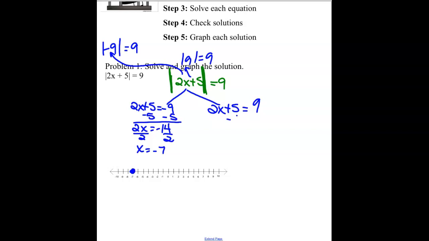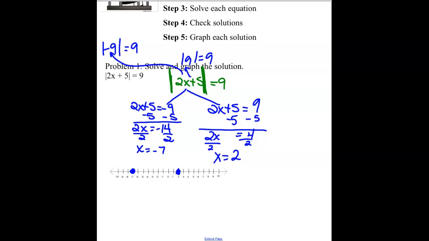On the other one, we're going to subtract 5 again. But this time we're subtracting it from a positive 9, so we just get a 4. And when we divide out our 2, we have x equaling 2. So 2 and negative 7 would be the two solutions to that statement.